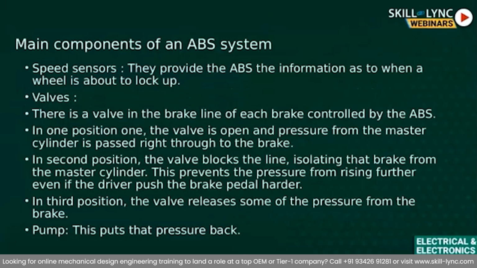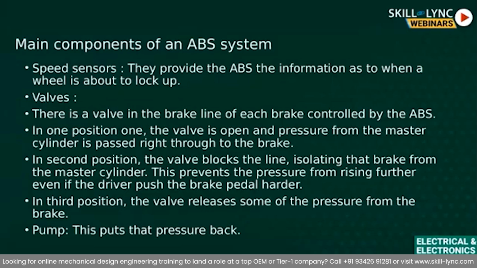Let us move on to the next slide and look at the main components of an ABS system. An ABS system consists of speed sensor, valve, pumps, and controller. Let us see the role of each of these in ABS system. So a speed sensor provides the ABS the information to decide the speed of the vehicle, whether the wheel is going to lock up or not.